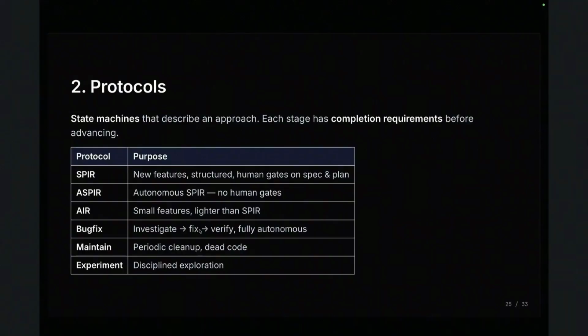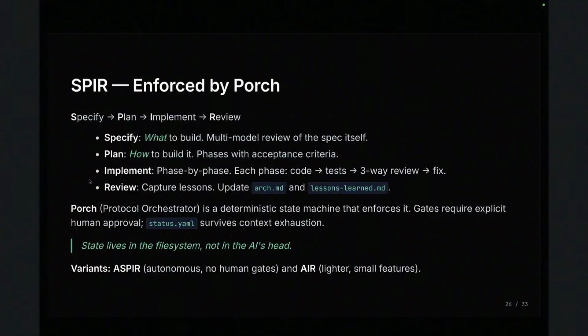The second thing that we have are protocols. Protocols are what enforce that structure that we talked about, the deterministic core for building the code. We have this idea of protocols, and probably the protocol we use the most is the SPEAR protocol, which is basically you specify what to build, you create a plan about how to build it.